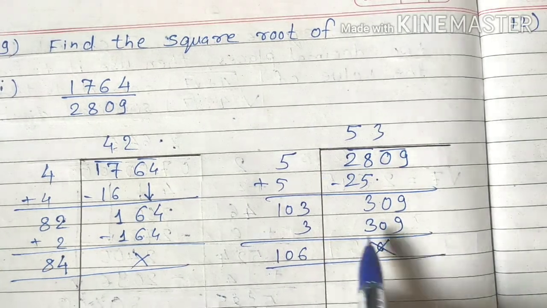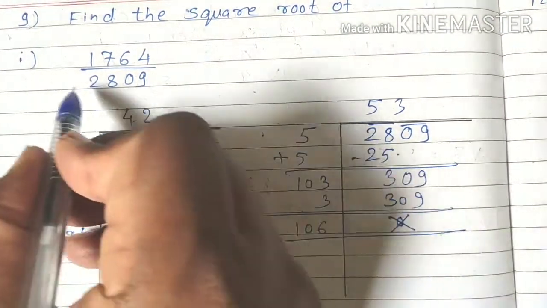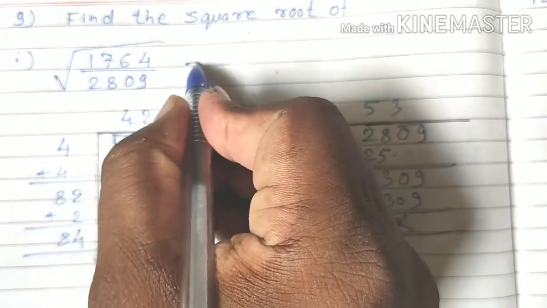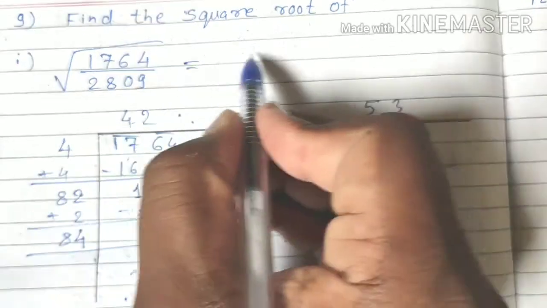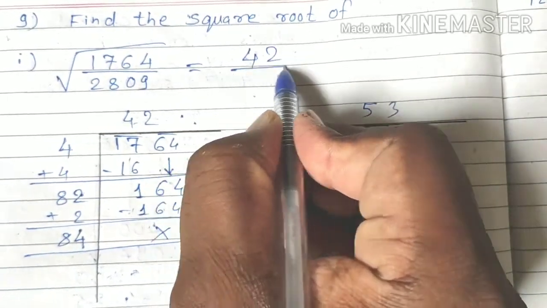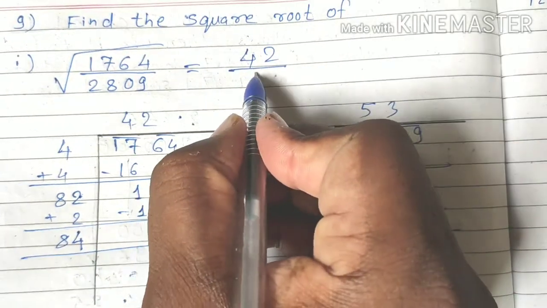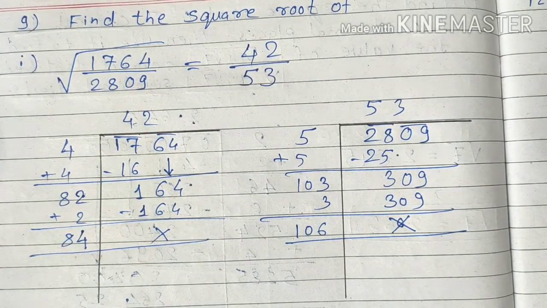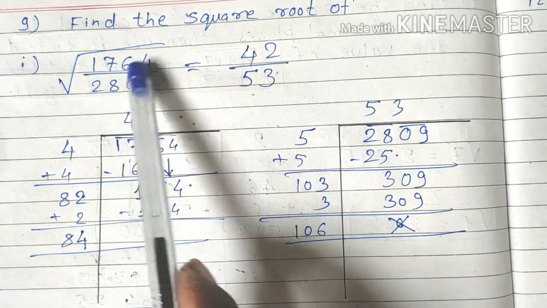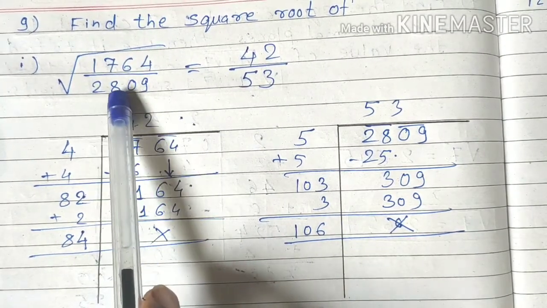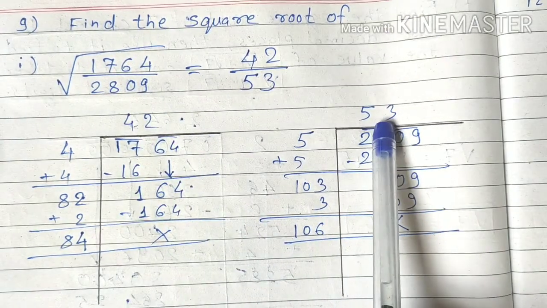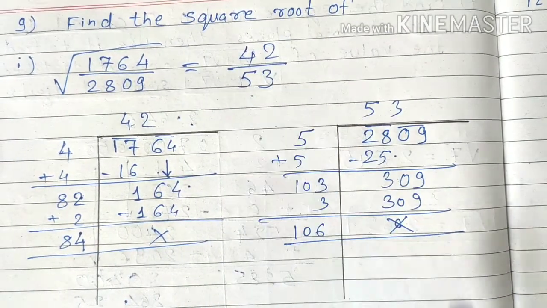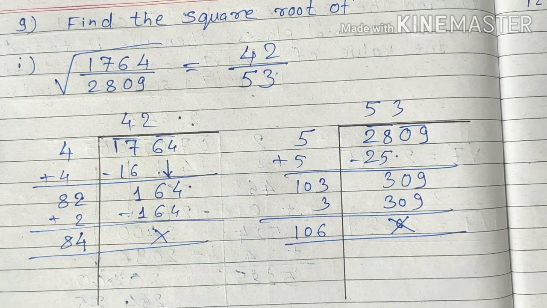So as we know, the square root of the given number, the numerator is 42 and the denominator is 53. That is the final answer. 42 upon 53 will be the final answer. The square root of the first number is 42 and the square root of our denominator is 53. So 42 upon 53 is the final answer. Got it?